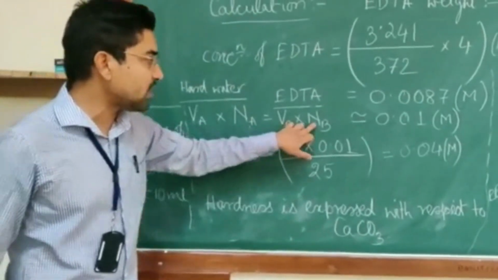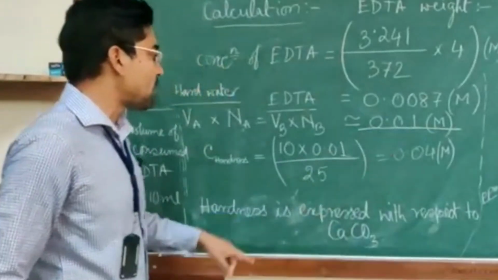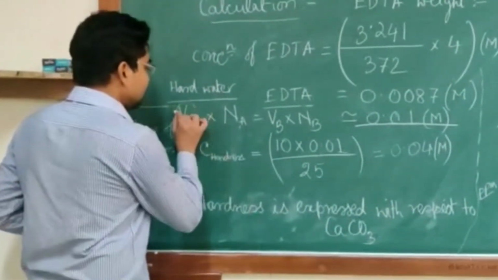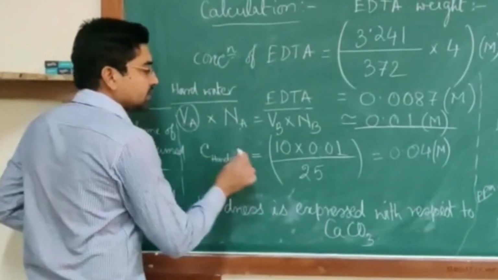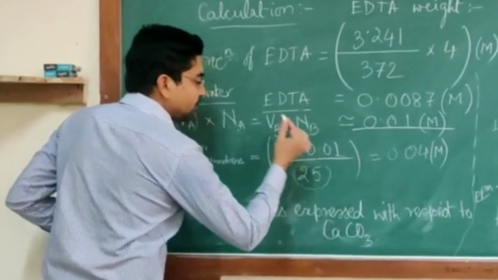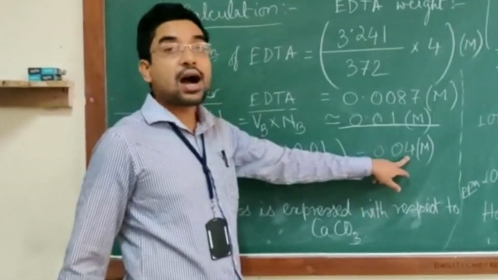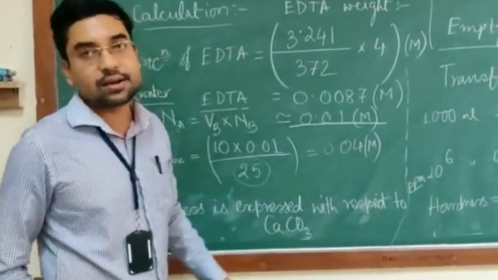What is the concentration of EDTA? The concentration of EDTA we have calculated is 0.01, so I have put it here. What is the volume? What is VA? The volume of the hard water solution is taken to be 25. So we can calculate the concentration of hardness, that means the concentration of calcium and magnesium ions.